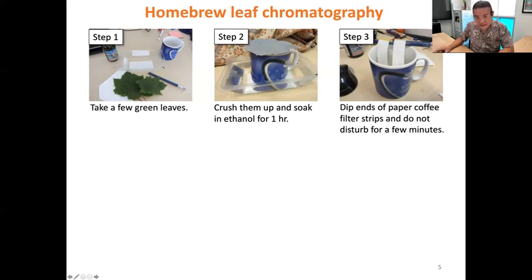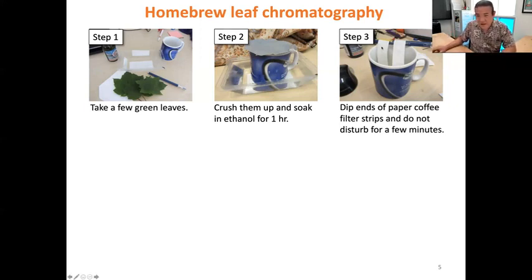You can take a few green leaves, like these happen to be, I don't know, maple leaves or something like that. And you look at these and you're like, oh yeah, these are green. I don't see any oranges or anything in there at all. But you can crush them up and soak them in ethanol, in alcohol, like in a coffee cup here, for maybe an hour or so. And then all those pigment molecules could then come out of the leaf and be in the alcohol. And if you looked at the alcohol at that point, it probably just looked green. But this is what you do.